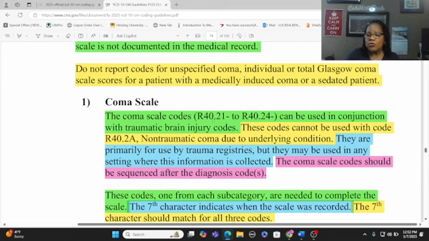The Coma scale codes R40.21, and that lets you know there's some more digits, to R40.24 with additional digits, can be used in conjunction with traumatic brain injury codes. These codes cannot be used with code R40.2A for non-traumatic coma due to underlying condition. They are primarily for the use by trauma registries, but they may be used in any setting where this information is collected. The coma scale codes should be sequenced after the diagnoses code.